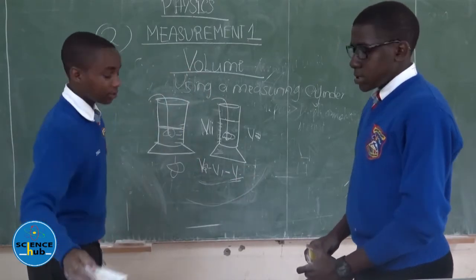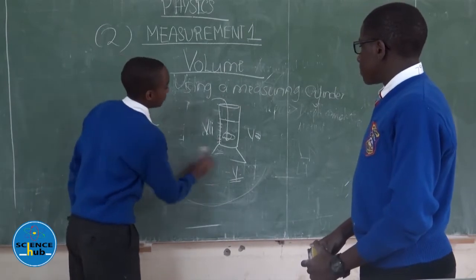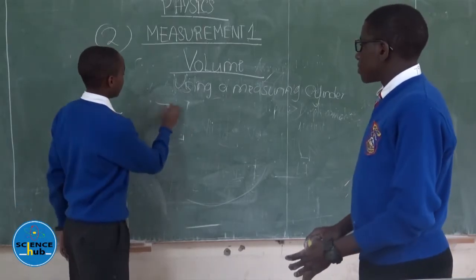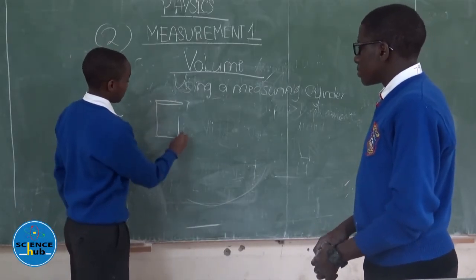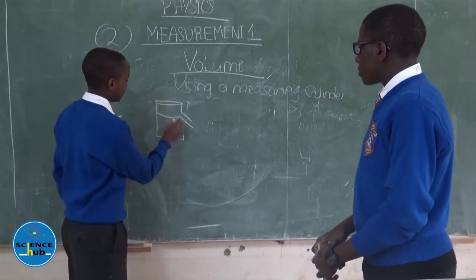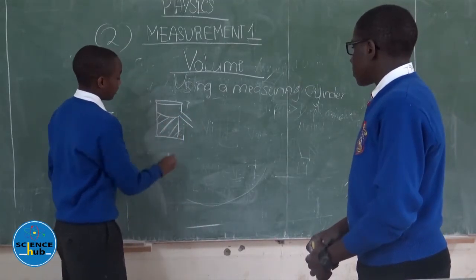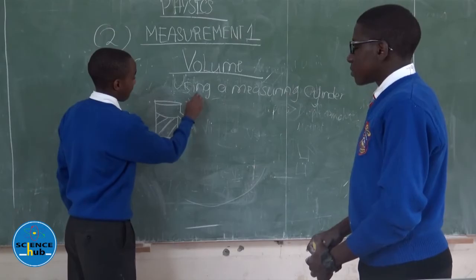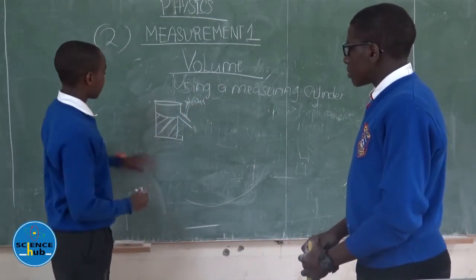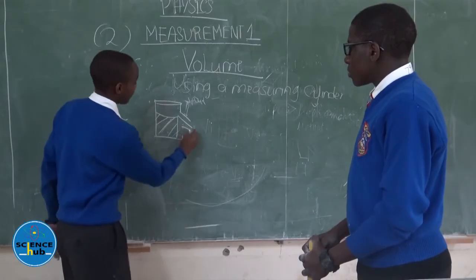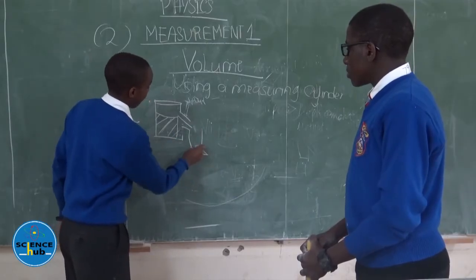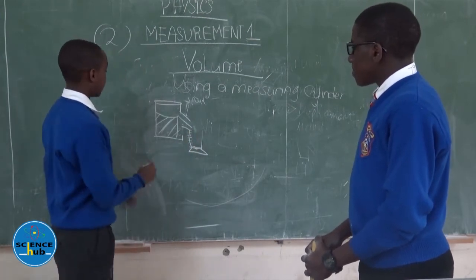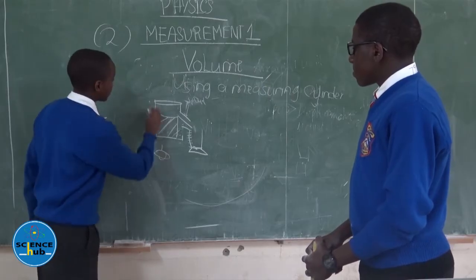You can also use the displacement method, which comprises the use of a eureka can. You should first of all fill the eureka can with water up to the spout. The water should overflow through the spout, and when it has already overflowed, place an empty measuring cylinder.